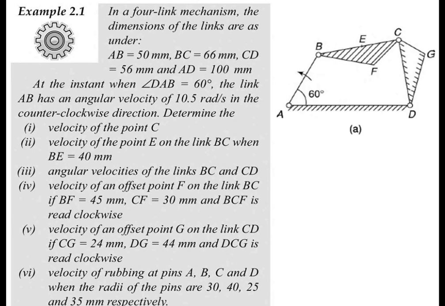So what is this given? Can anyone tell me what is 10.5 radians per second? Omega AB. Yes, it is not W, it is omega. Omega AB is given, that is the angular velocity, and see the direction, this is very important. It is CCW, counterclockwise direction. In the last problem we solved clockwise. Here it is counterclockwise, CCW.